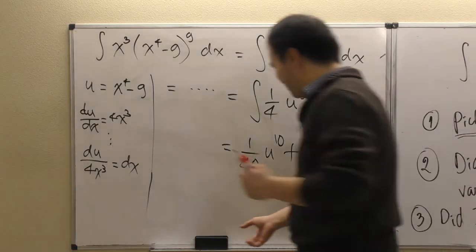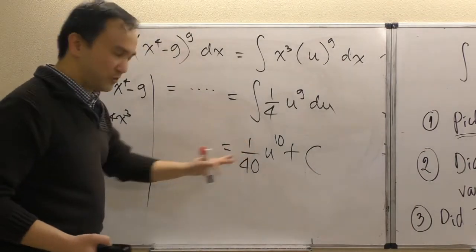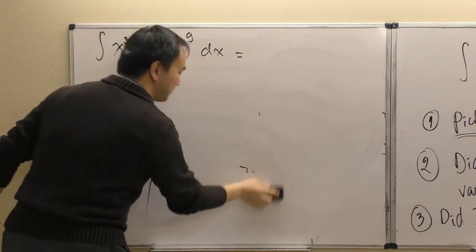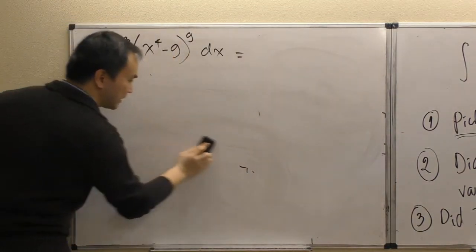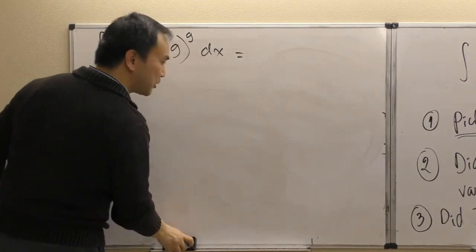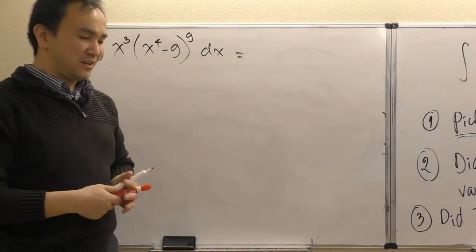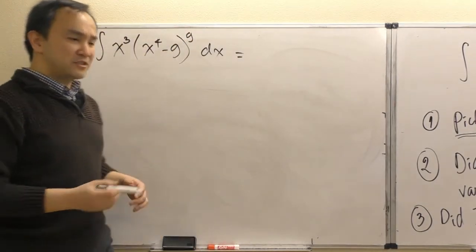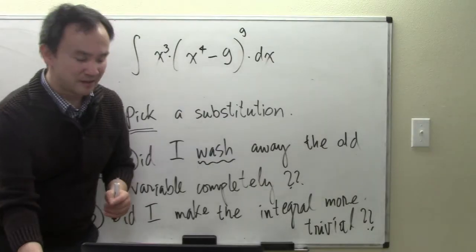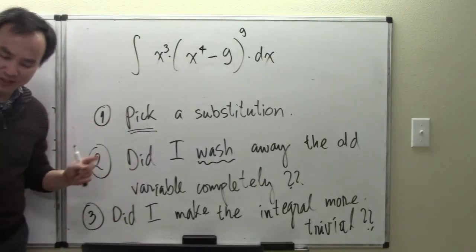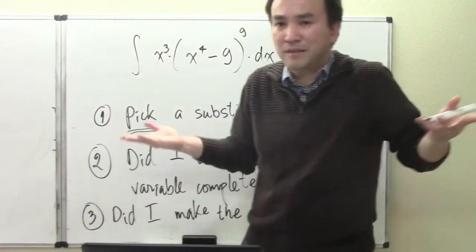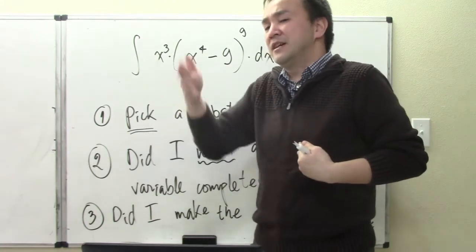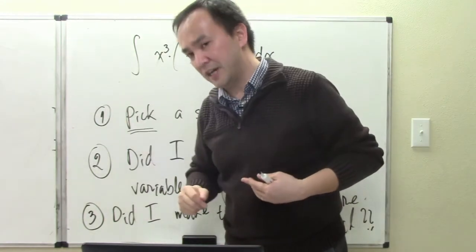So here's how it happens. Now we agree that we got to the answer. But for the same problem, let me really clarify what I meant by checking myself with that third question: did I make the integral any more trivial? So here's the thing. Back from step 1, I said pick a substitution. So really, that means the instructor up here picked u equals x to the 4th minus 9.